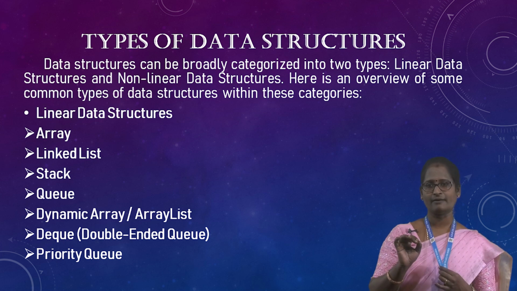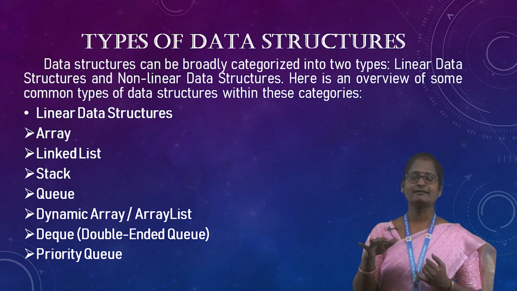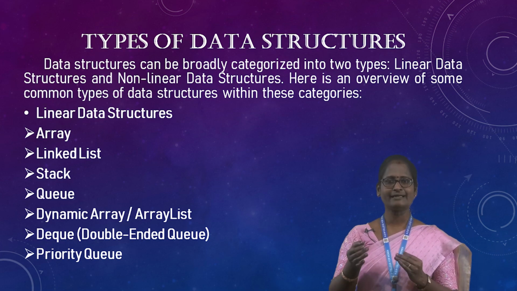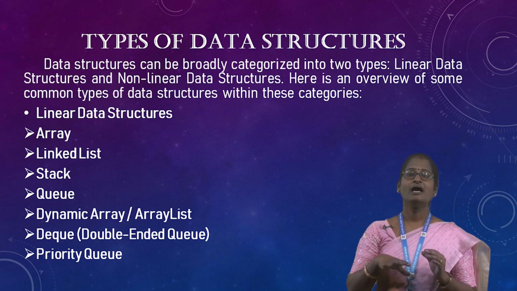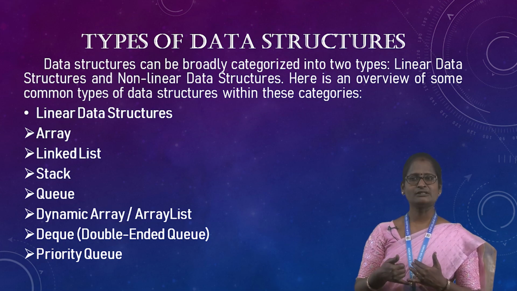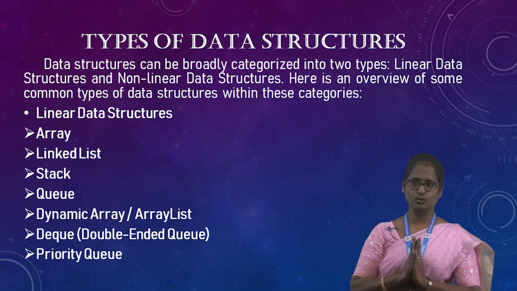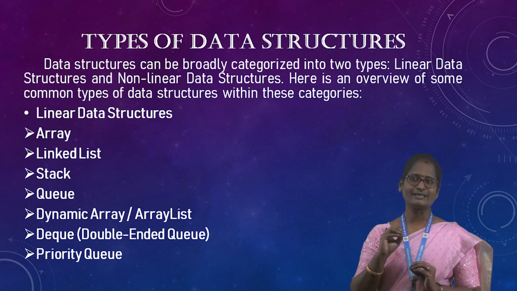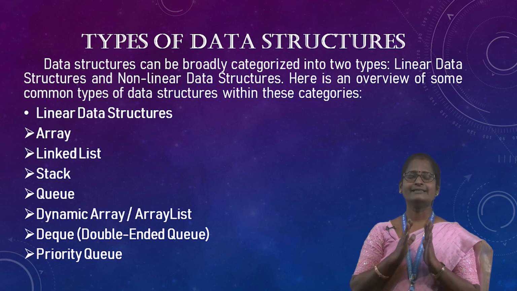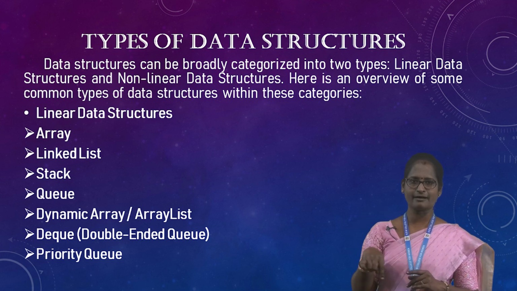First, let's talk about the array. It is a fixed size contiguous allocation of elements, typically of the same type. The elements can be accessed directly by their index. Next one, the linked list. A linear collection of elements called nodes, each of which points to the next node in the sequence. The types include singly linked list, doubly linked list, and circular linked list.